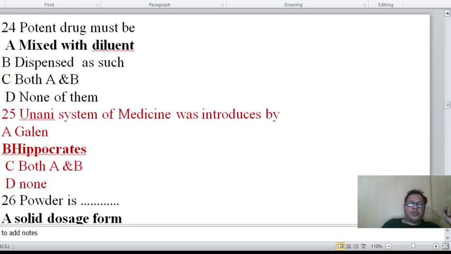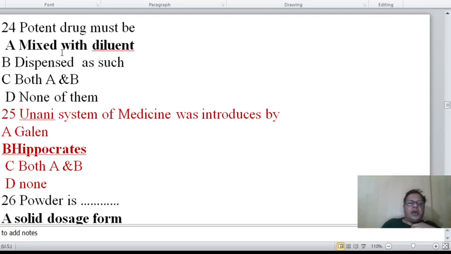So let's move ahead with question number 24: potent drug must be given as such, that is given in option B? No, because if it is given as such, there might be some problem. So they are mixed with the diluent, and then they are given to the patient. So for 24, option A is the right answer.